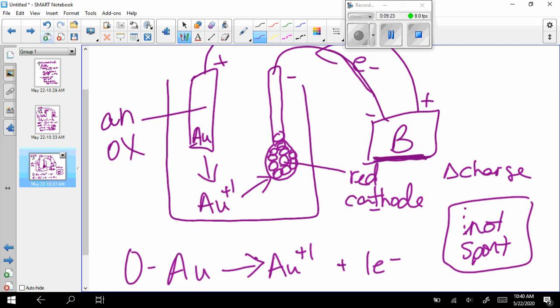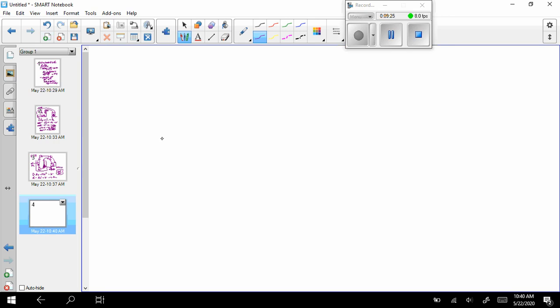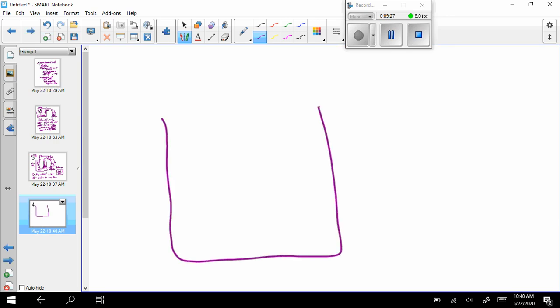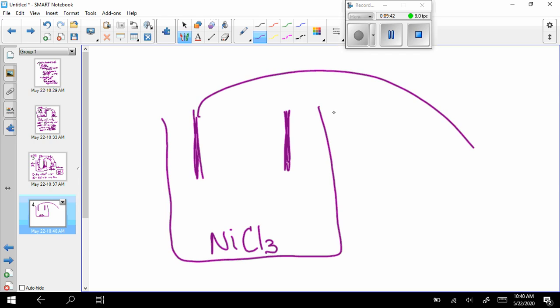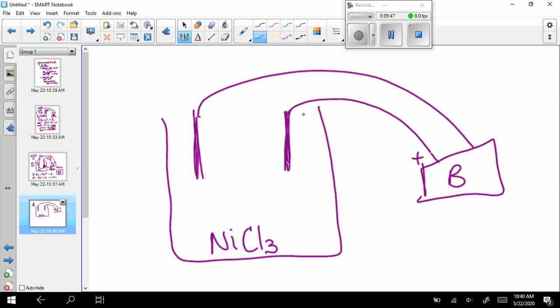All right, let's do a couple more just for practice. So I'll do another electrolysis one, which means that I want to separate out what I have in the solution. So let's do NiCl3. I have my 2 electrodes. I connect it to a battery. The battery has a positive. The battery has a negative. Normally, positive means cathode. So right away, I have to write anode because I know the charge is changed.